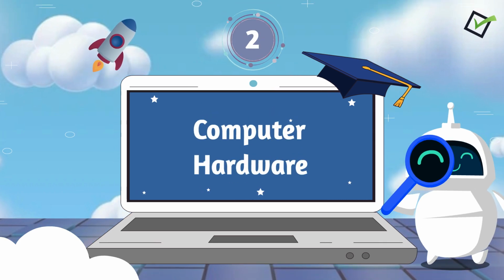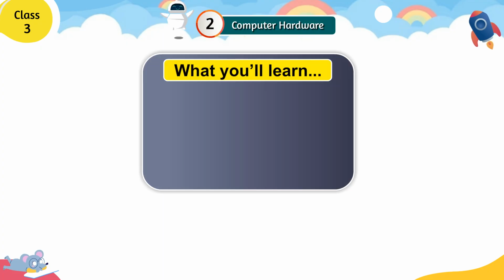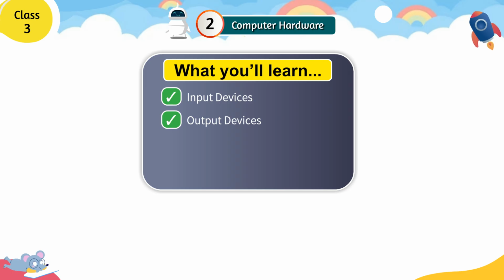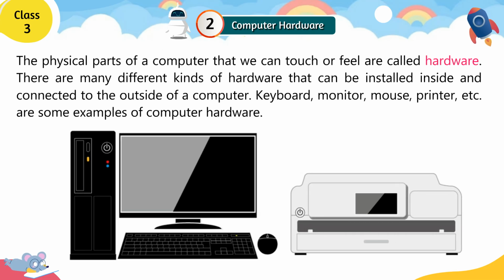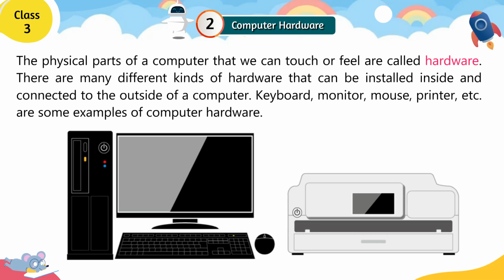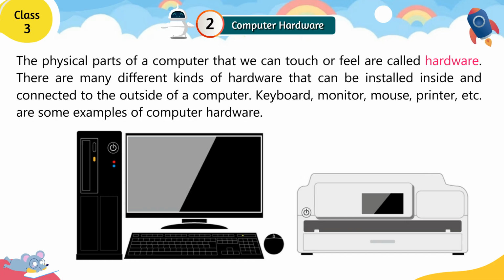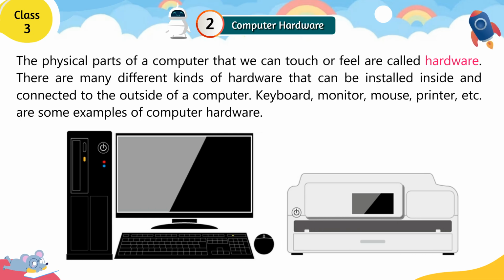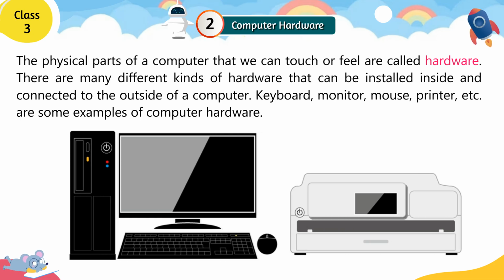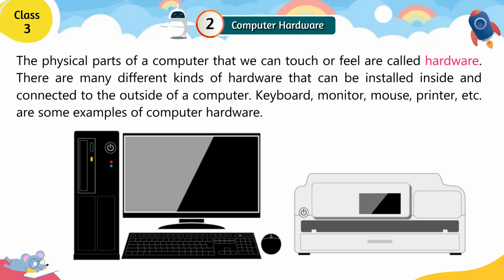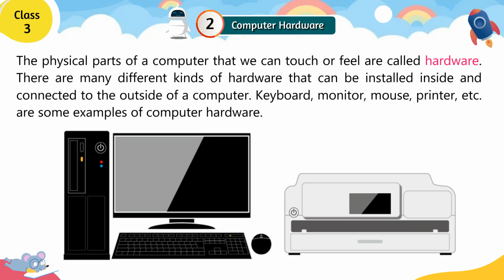Chapter 2. Computer Hardware. What you'll learn: input devices, output devices, storage devices, hybrid devices. The physical parts of a computer that we can touch or feel are called hardware. There are many different kinds of hardware that can be installed inside and connected to the outside of a computer.